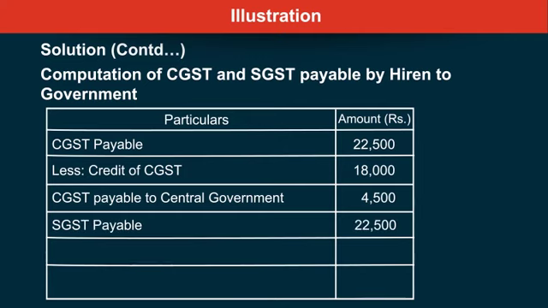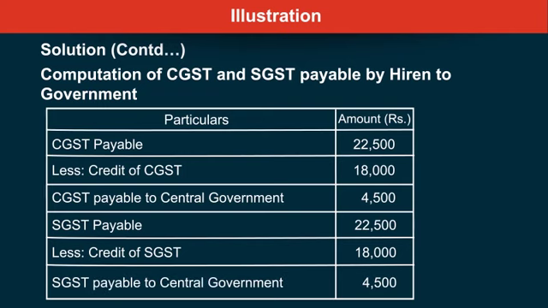And secondly, SGST. As far as SGST is concerned, again the same method is available. The output SGST, that is SGST charged by Hiren to Mihir, is 22,500 and already he has paid SGST of 18,000 to Mr. Viren at the time of purchasing the goods. So the net payable will be 22,500 minus 18,000. So net SGST payable will be rupees 4,500. Now this is the tax, that is SGST, will be paid by Mr. Hiren to the government. Now this is the mechanism in which the GST is charged in case of intra-state transaction.